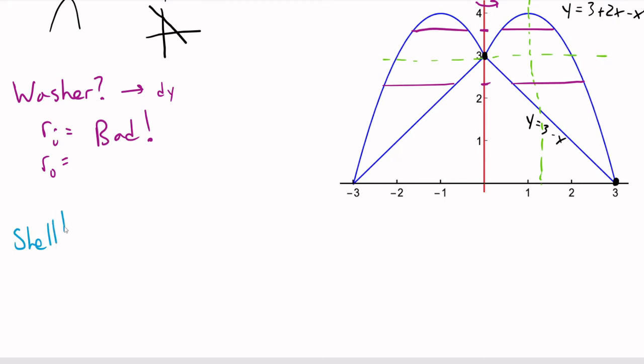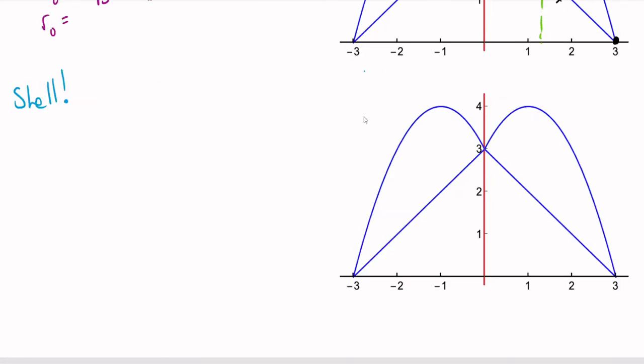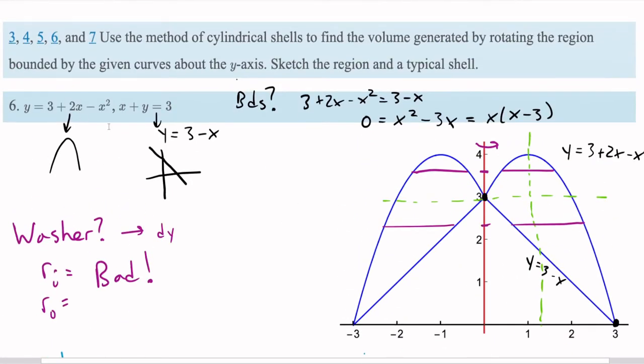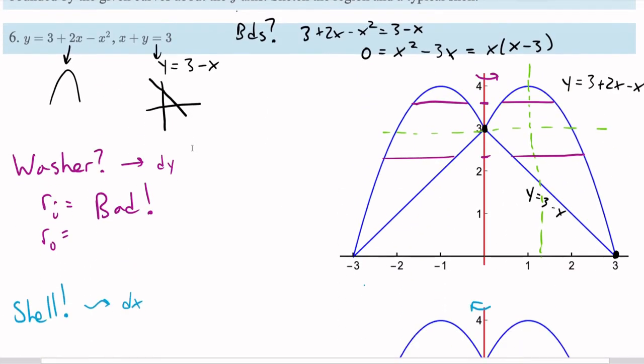Shell. Woohoo! So we're going to actually take this picture and copy it so we don't overload. Okay, so we've got our picture, and now we're going to do the shell method, which in this scenario, when we're going around the y, tells me I should be doing things dx. So, okay, I already have my functions in terms of x's, so that's a really good start.